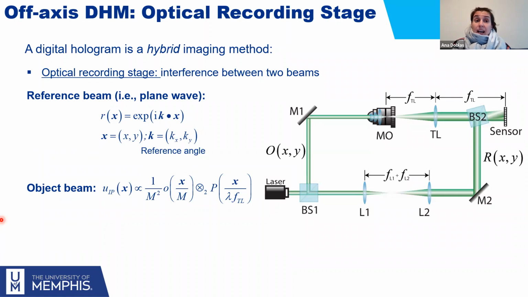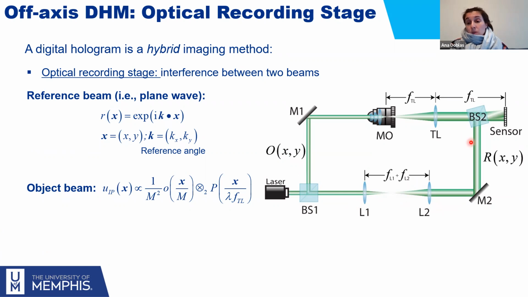So the main idea about DHM is that it is an interferometer. It's nothing more than an optical interferometer. The most basic optical interferometer that you can think of is a Mach-Zehnder interferometer. The light from the laser gets divided into two beams by a beam splitter. So we're going to have the object and the reference beam.